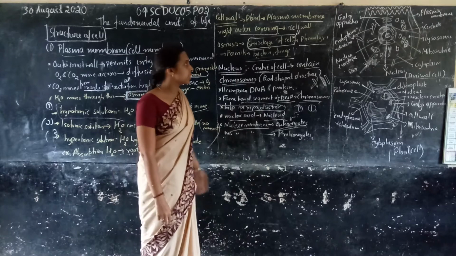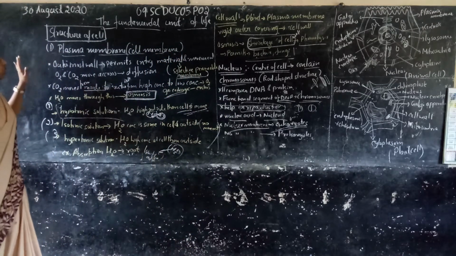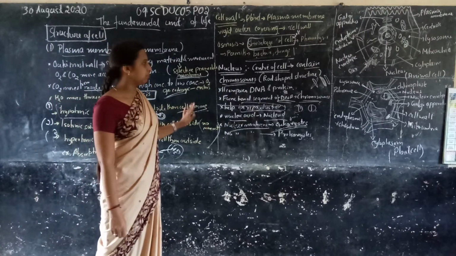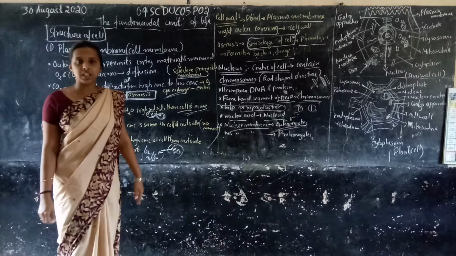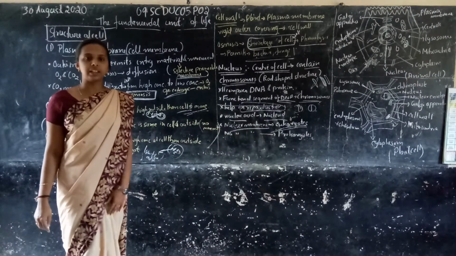So in this class we learned the structure of the cell: first the plasma membrane, then the cell wall and the nucleus. That is all. In the next class we will study some other parts of the animal cell and the plant cell.